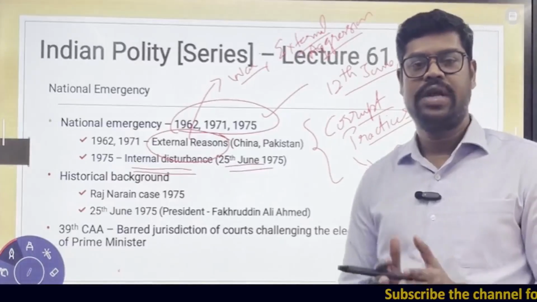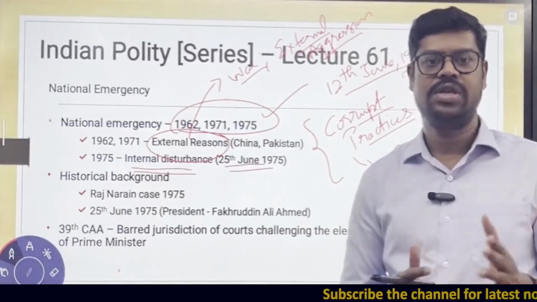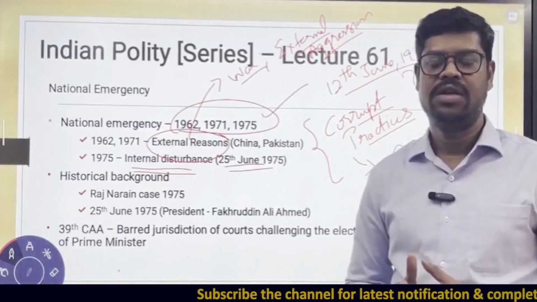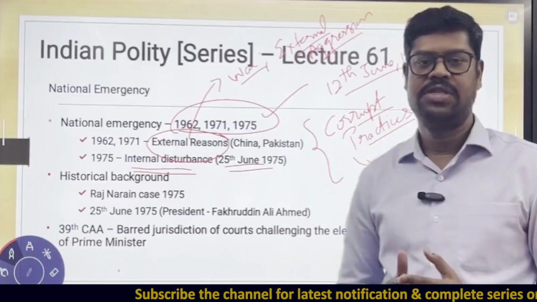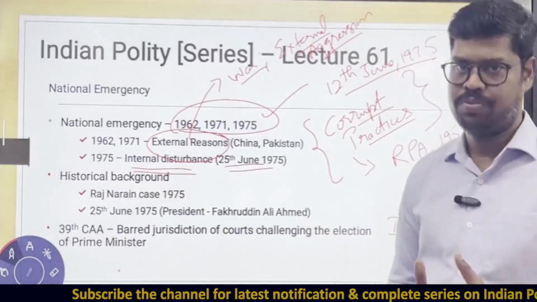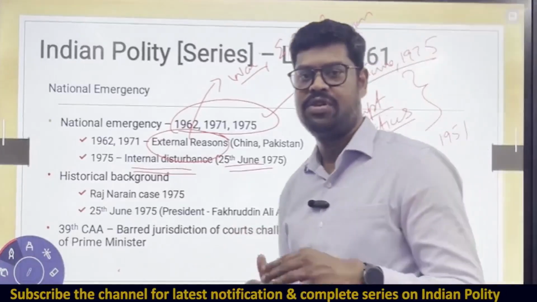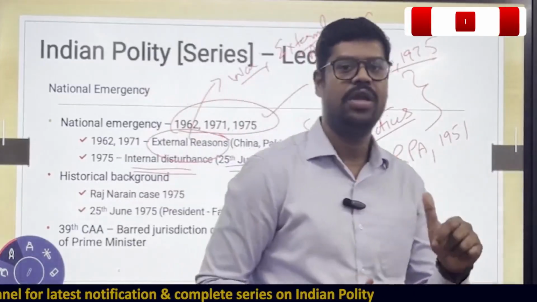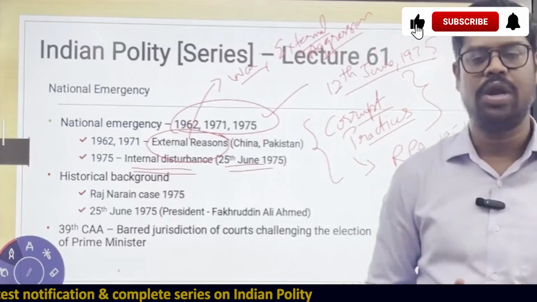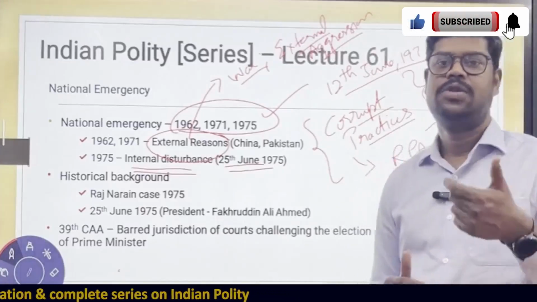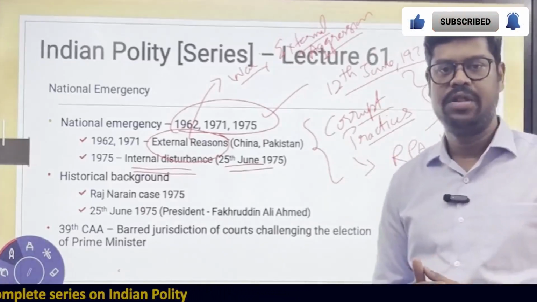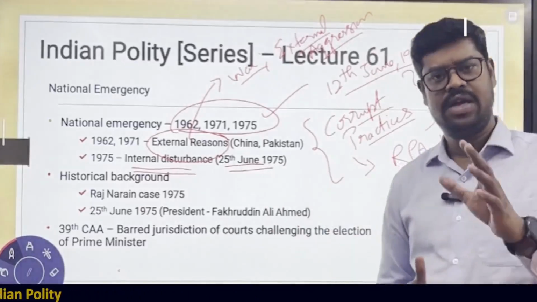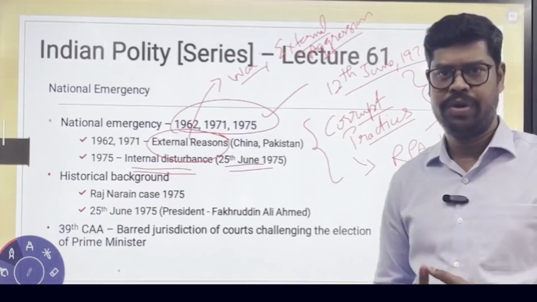So on 12th June 1975, her election was declared to be invalid, and once her election was declared to be invalid, Prime Minister Indira Gandhi immediately went for an appeal in the Supreme Court. So naturally, you can make an appeal in the Supreme Court against the order of the High Court. And on 24th June 1975, an interim order was passed by the Supreme Court.